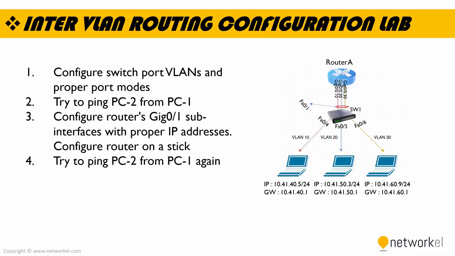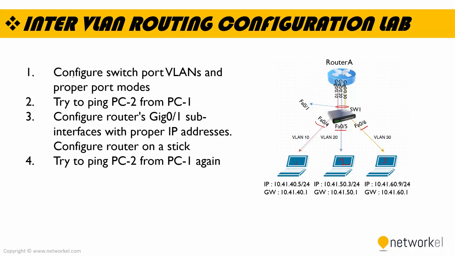In our next practice lab, we'll take a look at the inter-VLAN routing configuration. We have one switch and 3 VLANs created on that switch. Fast Ethernet 0/4, 0/5 and 0/6 are connected to PC 1, 2 and 3, and the Fast Ethernet 0/1 port of the switch is connected to the router's Gig 0/0 interface.